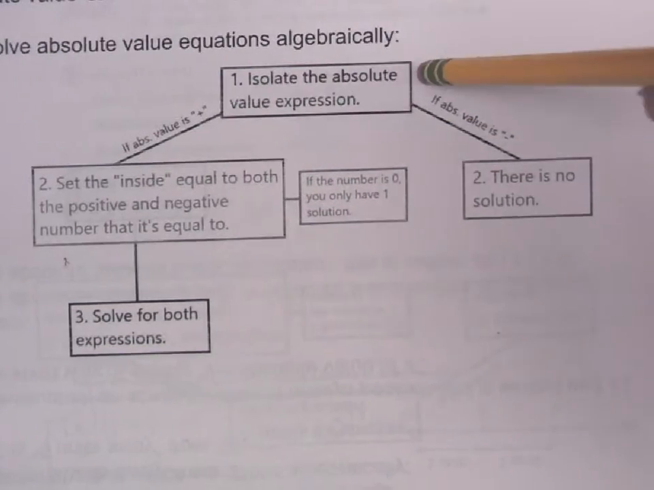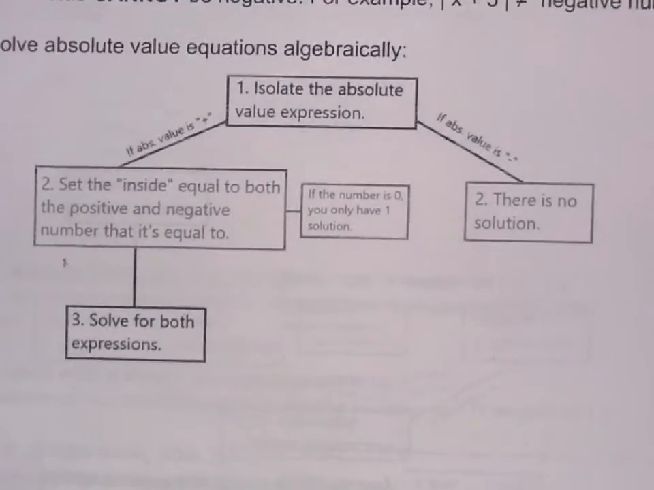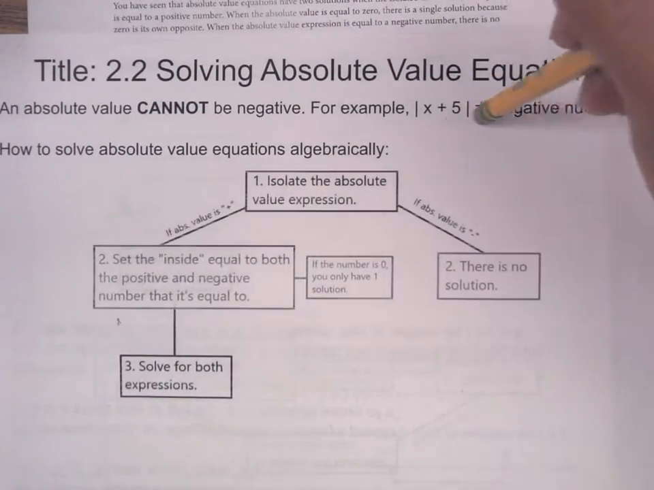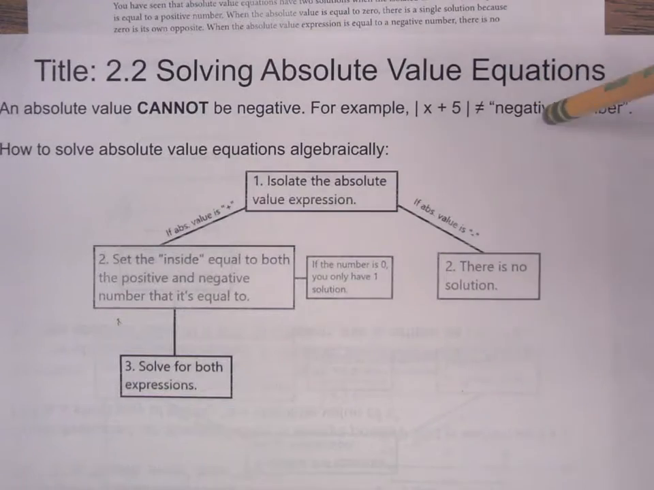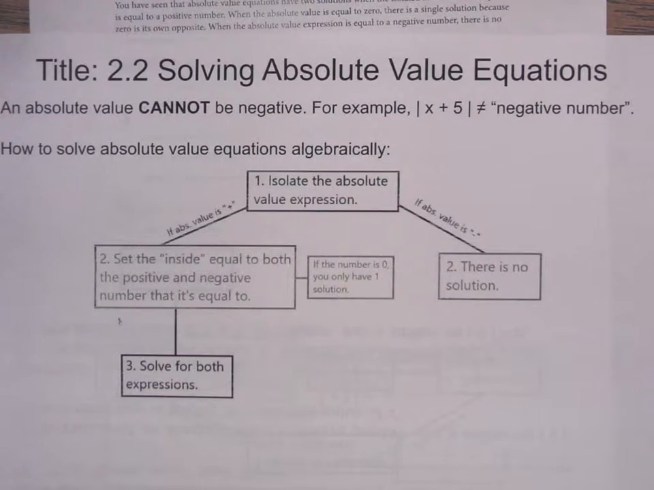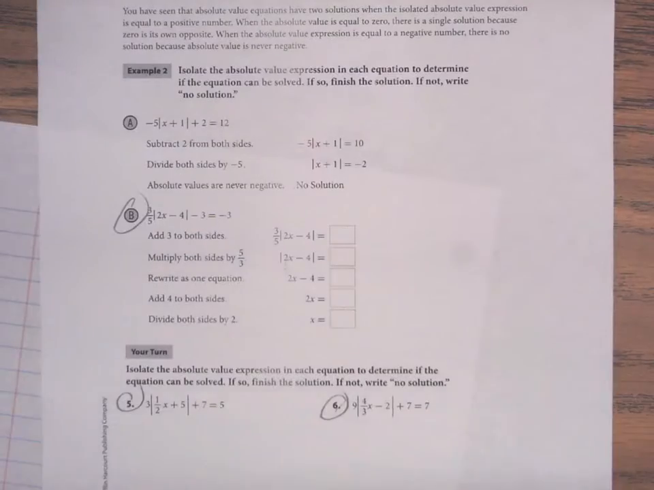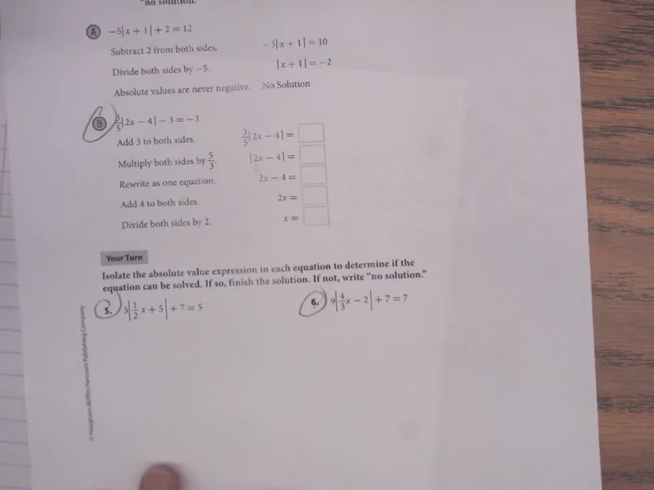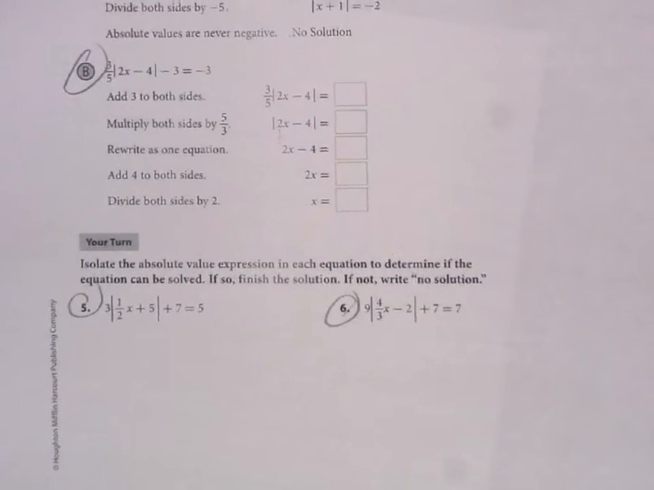This one, if you get, this is the case that I mentioned above. Absolute values cannot be negative. Since absolute values cannot be negative, you're not going to have a solution. Okay, so let's just plow through these three problems and we are good. Alright.